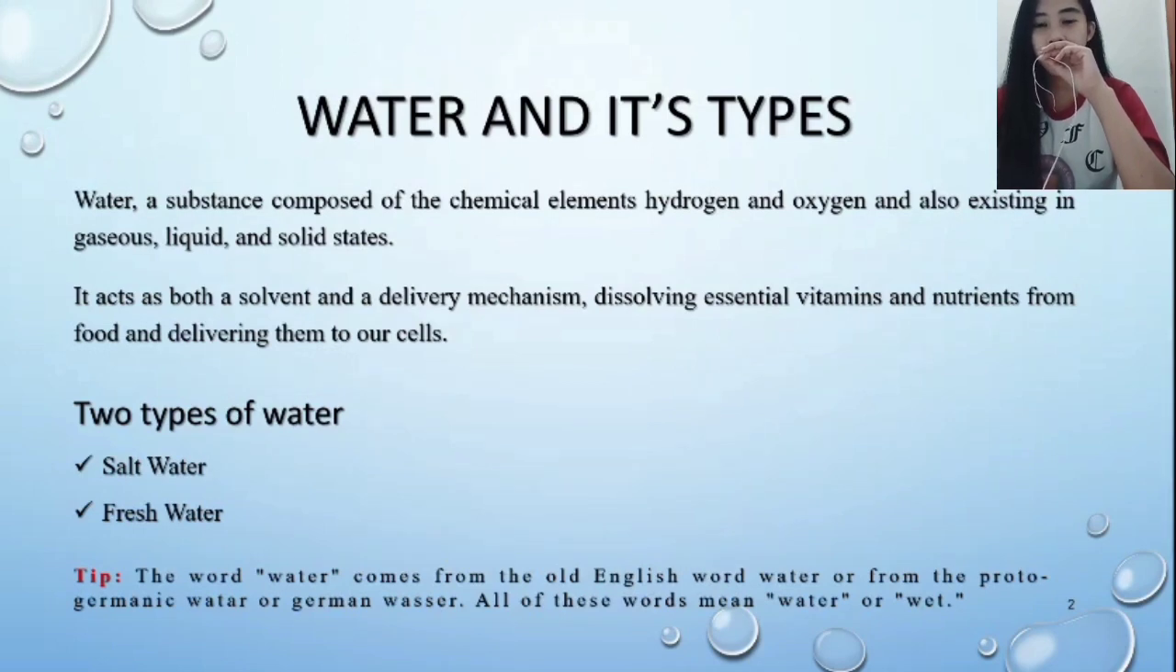What are the two types of water? Salt water and fresh water. Salt water may contain beneficial nutrients such as magnesium, potassium, and zinc, and have antibacterial properties. Soaking in mineral salt water may help relieve some skin conditions such as psoriasis.